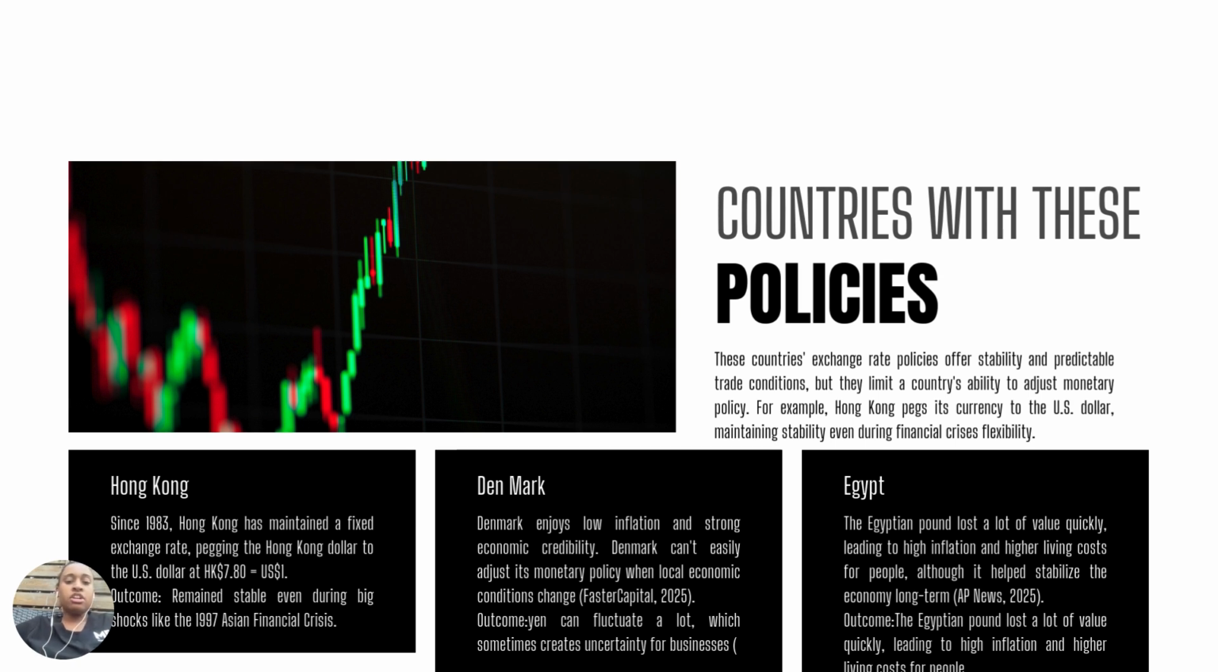So these countries' exchange rate policies offer stability and predictability in their trade conditions. Three examples of this are Hong Kong, Denmark, and Egypt. And each of these three has a different effect because of their exchange rates. For Egypt, I think it was the most profound one, and it says the Egyptian pound lost a lot of value quickly, leading to high inflation and higher living costs for people, although it helped stabilize the economy long term.